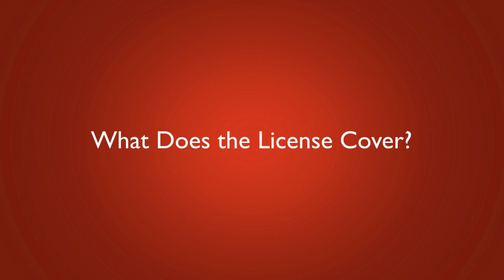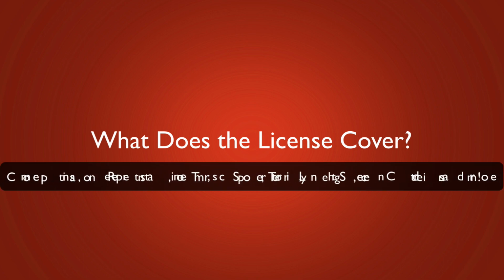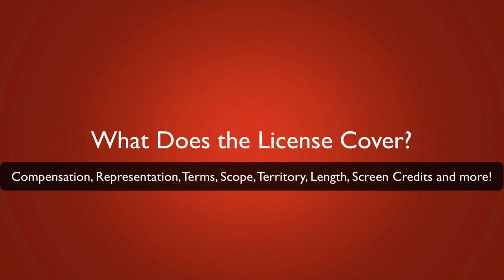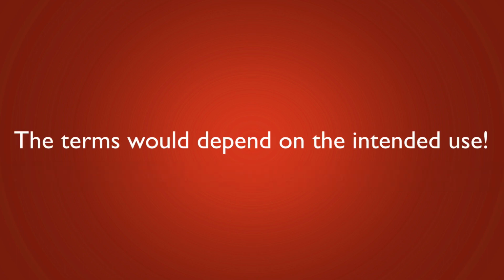Generally, what the license covers is the scope of how the music will be used, including the right to perform and to play the music publicly. Other terms in the license include compensation, representations and warranties by the musician, the producer, and, if video is involved, screen credits. So the terms would depend on the intent of the producer.